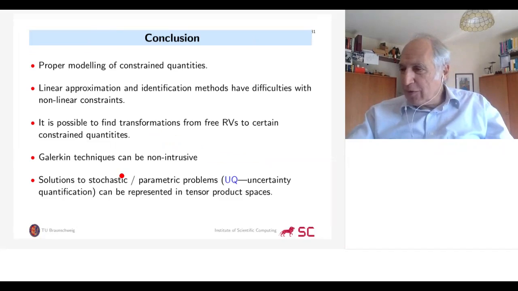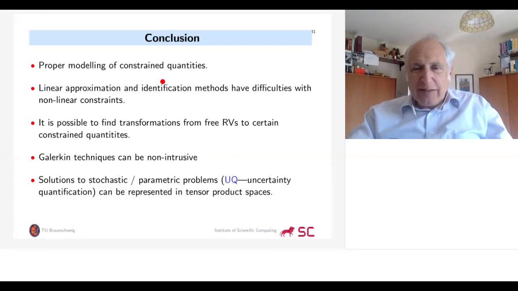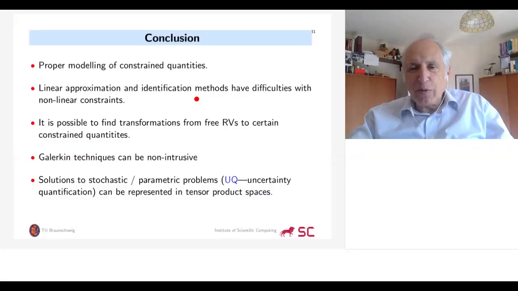Good, so this brings me to my conclusion. Sorry, I'm going already again 7 minutes over the time. So we talked about proper modeling of constrained quantities, okay? Because we have linear approximation methods and linear identification methods, we have difficulties with nonlinear constraints. And also Markov chain Monte Carlo will have difficulties with nonlinear constraints, because you have to have a prior which satisfies the constraints. You have to have a proposal distribution which satisfies the constraints. So this is all a pain in the neck, so to speak.